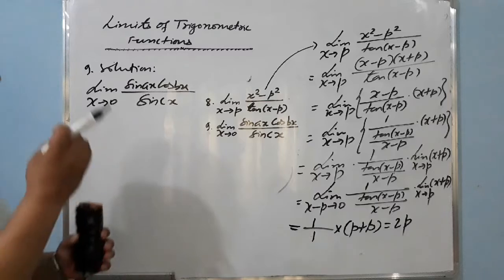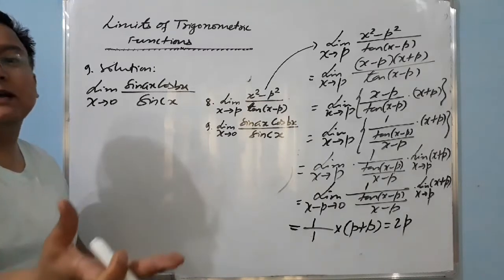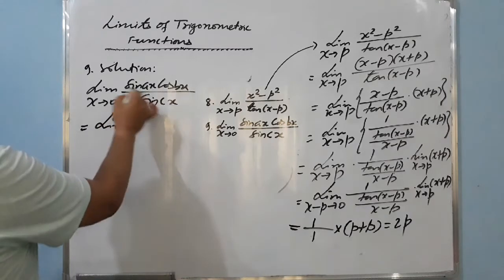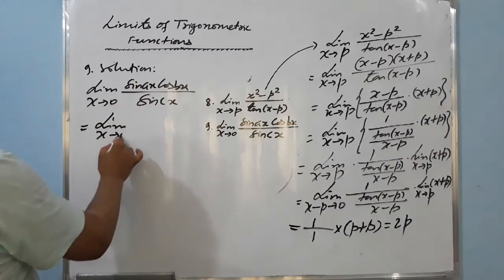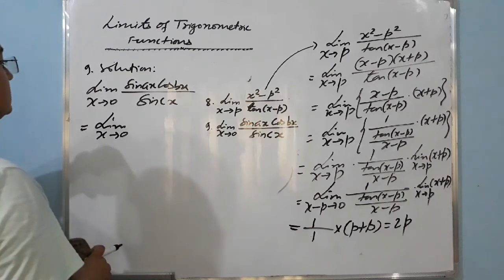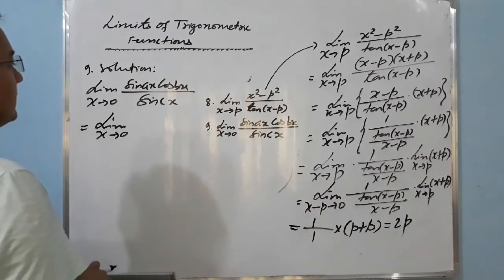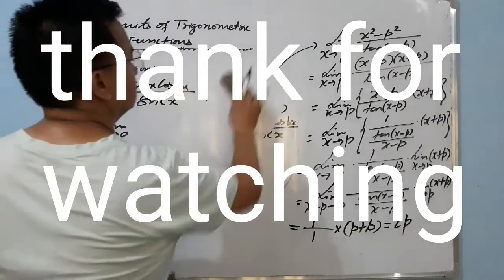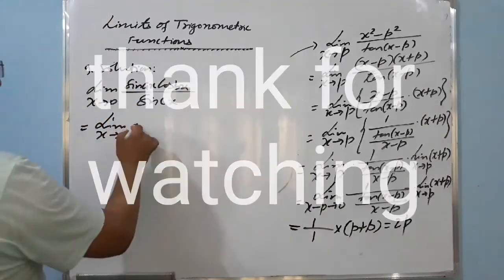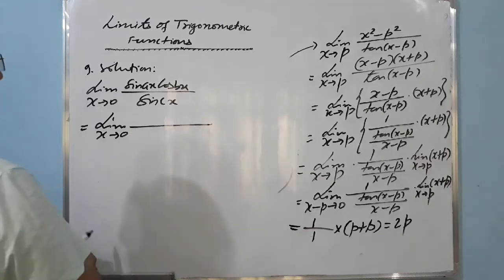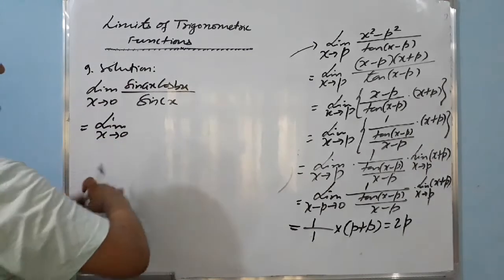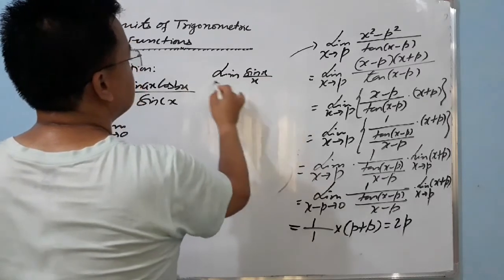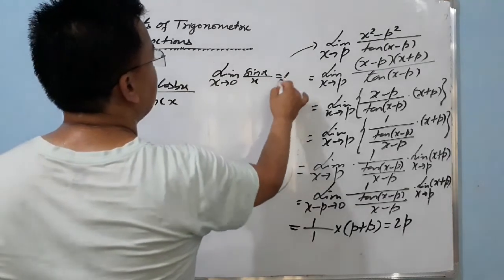We only have the theorem for sine or tan, not for cos. Let's make the theorem form here. Let me write it down again: limit of sine x over x as x tends to 0 is equal to 1.